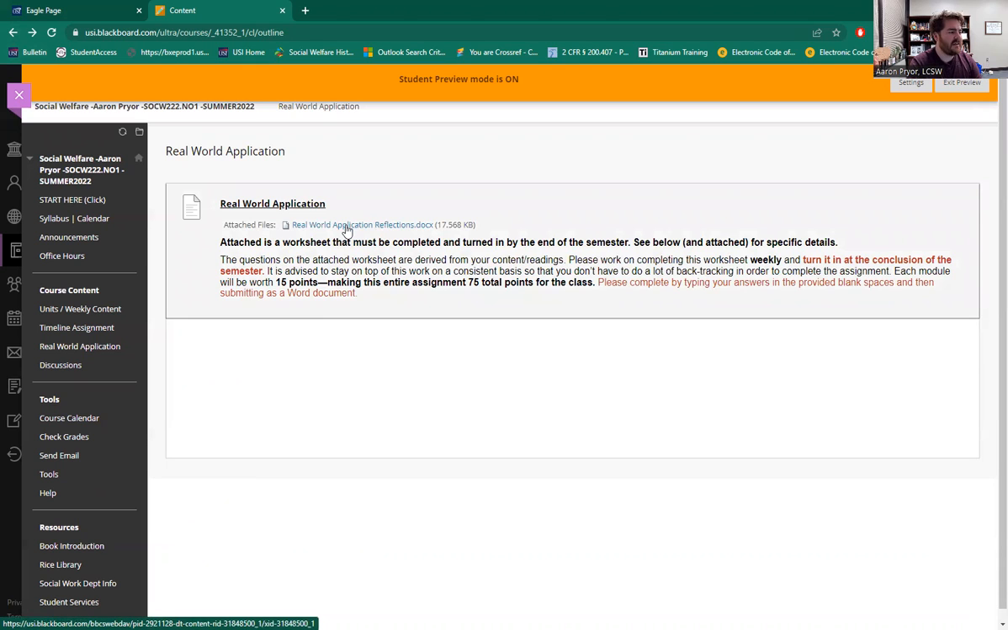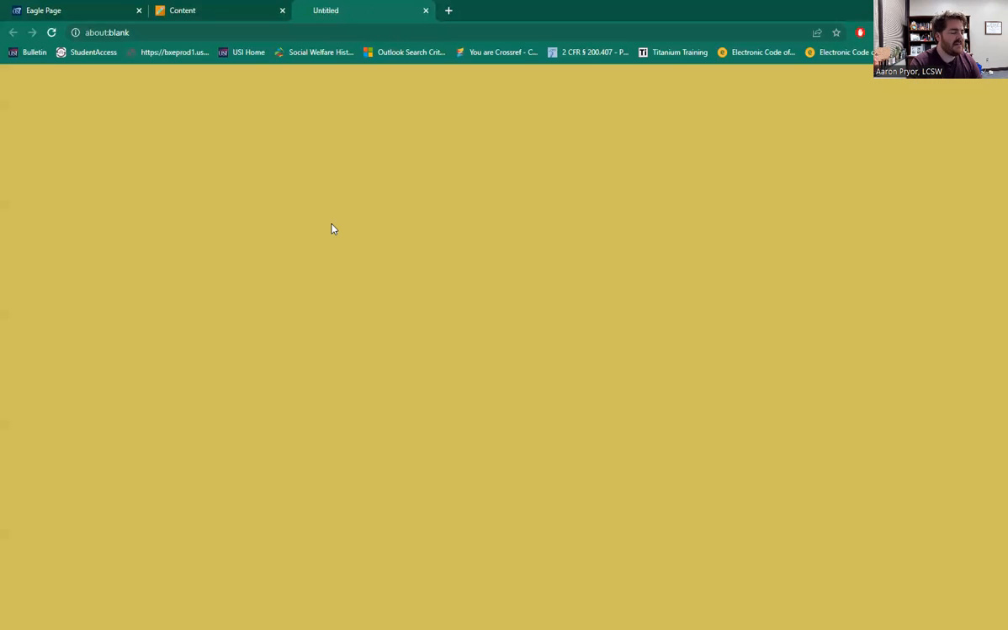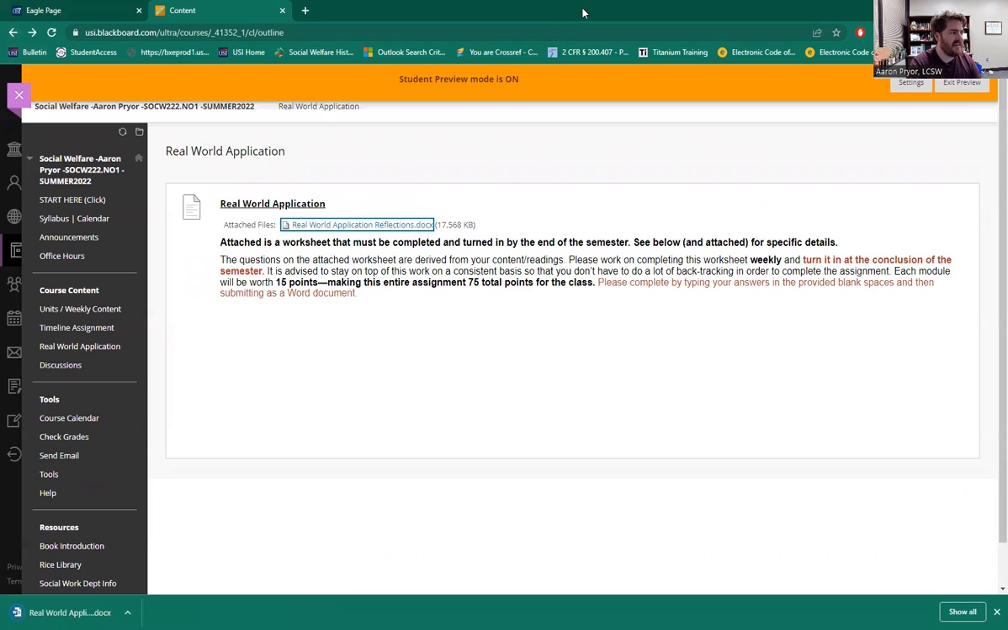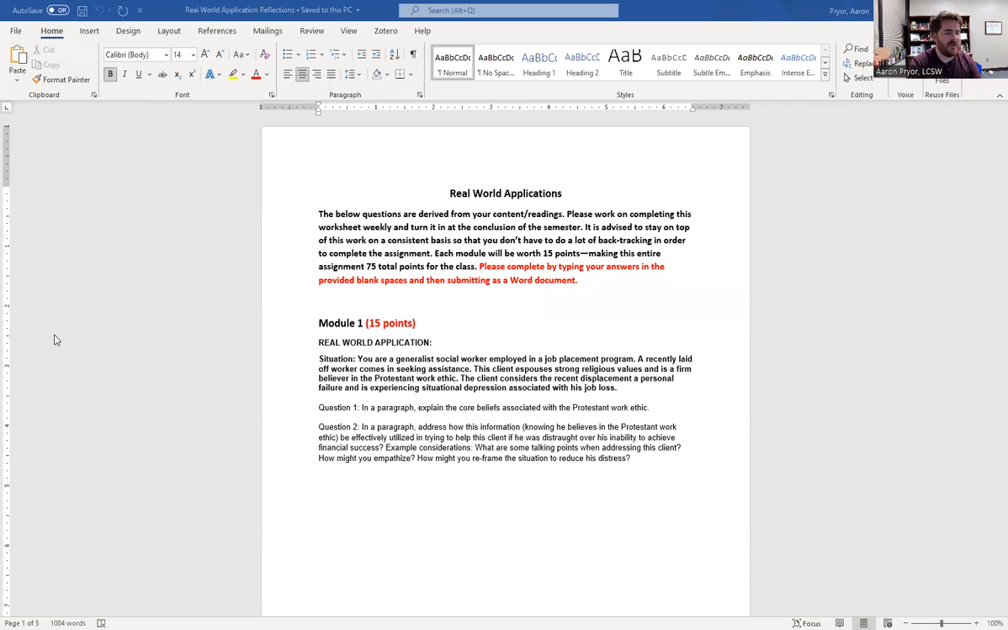But what I'm going to do is click on the attached file because this is the main instructions here. The intention of this assignment is that we want to take the content of the readings and figure out how this applies in the real world. Why does all this matter, right? We talk about all this history and social welfare. How does this apply to the day-to-day work, or how does this apply to the evolution of social work? So what I have here is a Word document.